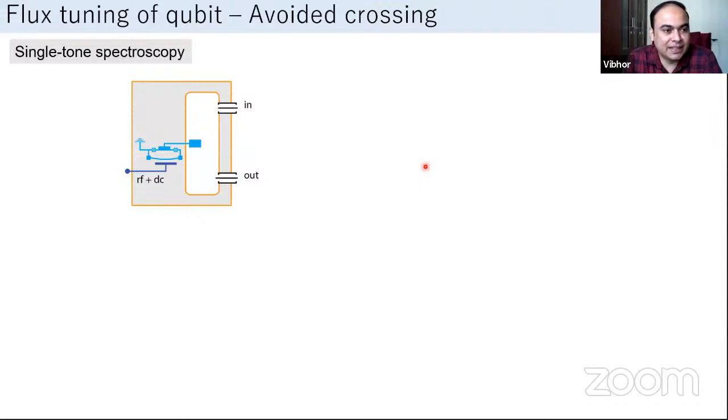Okay, so the first simple experiment that we can do is to try to understand the qubit. We try to characterize the qubit and mechanical oscillators. For this, we perform single tone spectroscopy. What I mean by that is we send in microwaves through one port and try to measure transmission through the cavity as we change the magnetic flux.